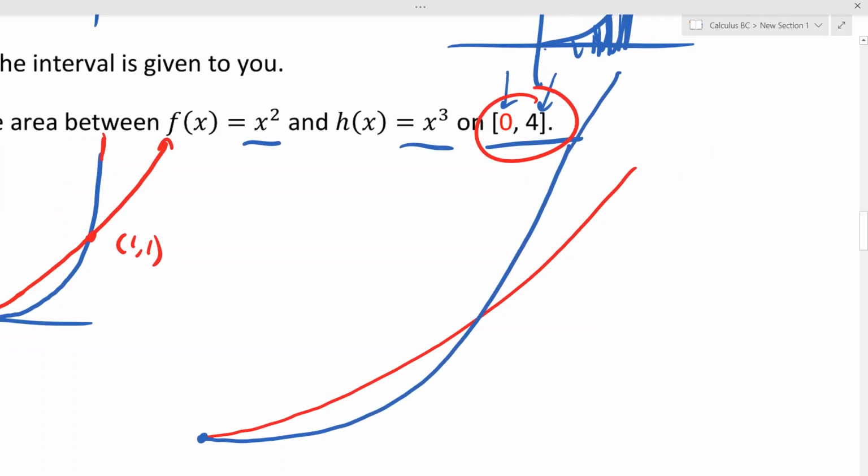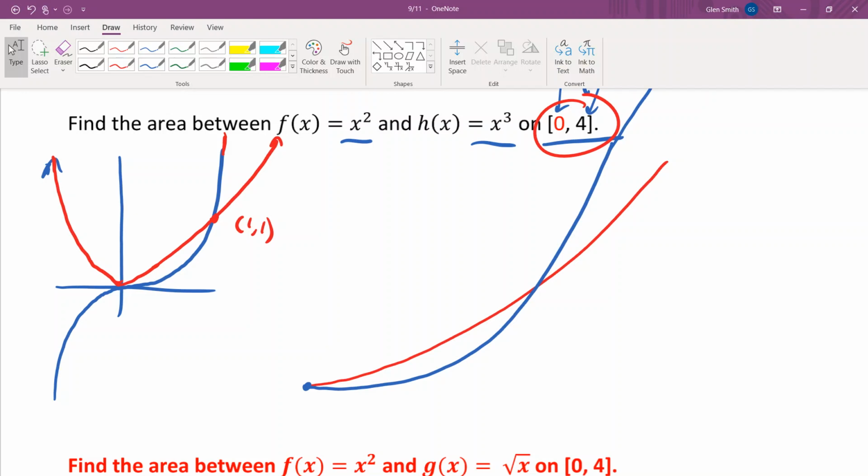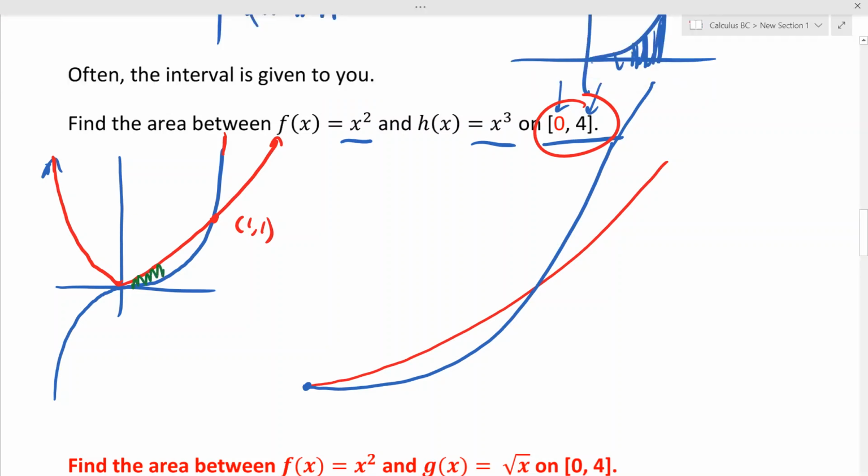So we want the area. You can see it happening right there. We want the area. Let me switch colors again. We want the area in here and in here.